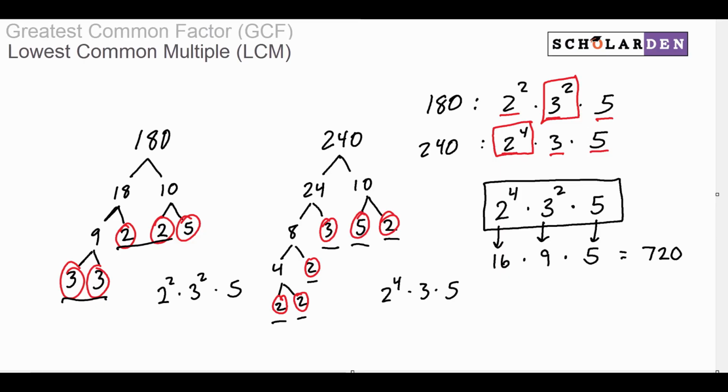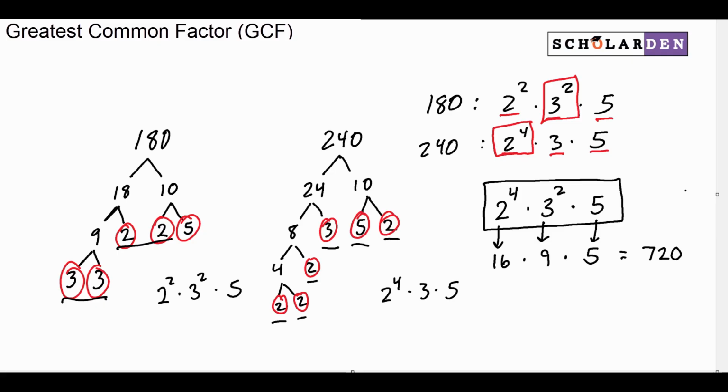Now let's talk about a method for finding the greatest common factor of two numbers. And that's often abbreviated as the GCF. So now we're not looking for the lowest thing the two numbers themselves multiply to. We're looking for the largest number that divides into those two numbers. So for example, if we took the numbers 8 and 12, the biggest number that goes into both is 4. So 4 would be the greatest common factor of 8 and 12.